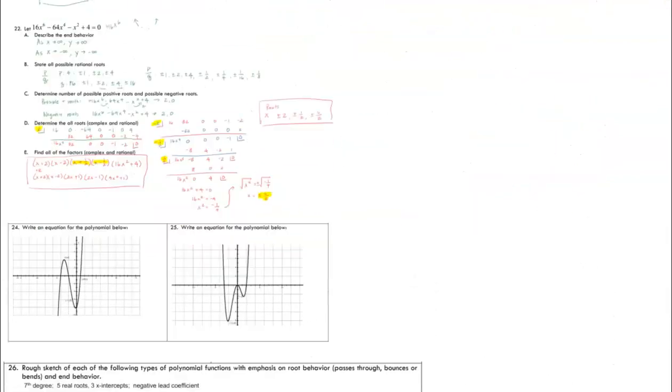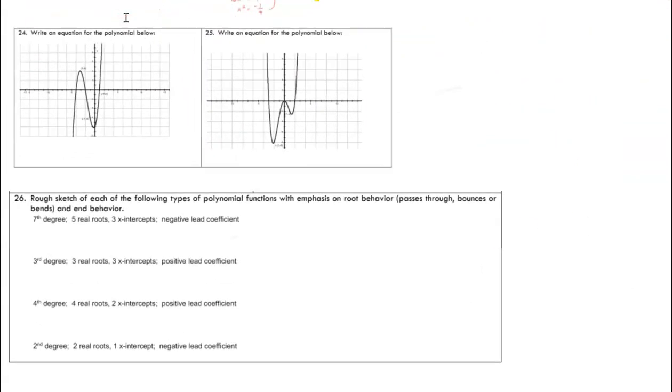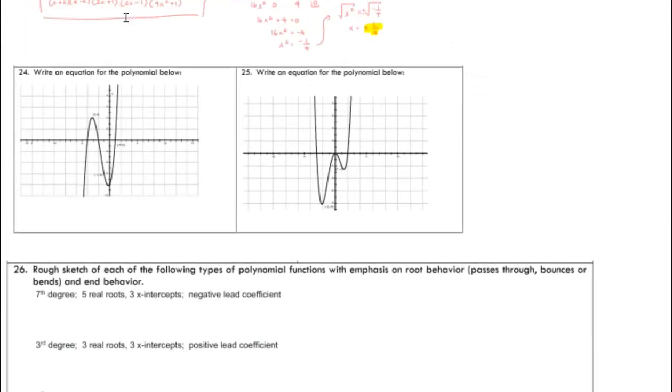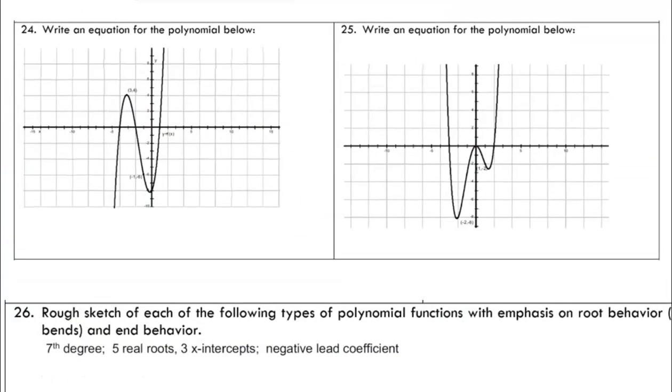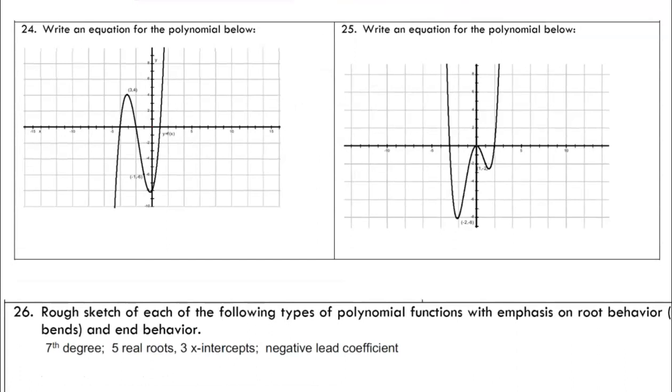Okay. Almost done, guys. Good job. 26. It says write the equation of the polynomial below. Let's go ahead and write the equation. And notice that it doesn't say standard form. So you can write it in factor form if you want.